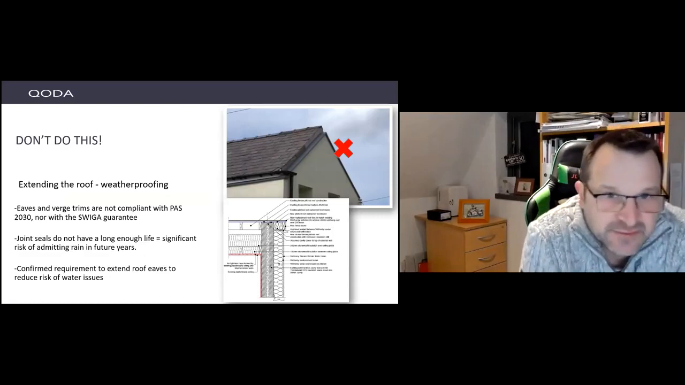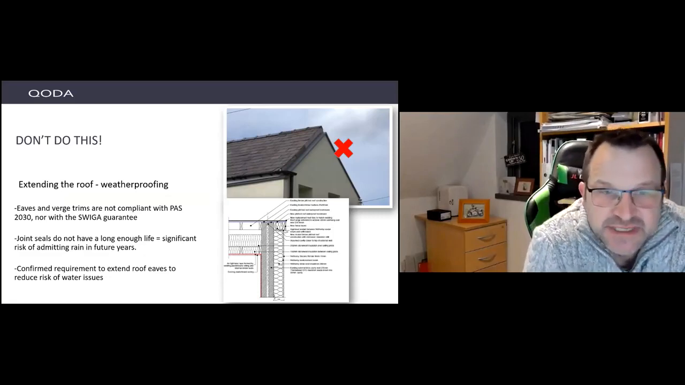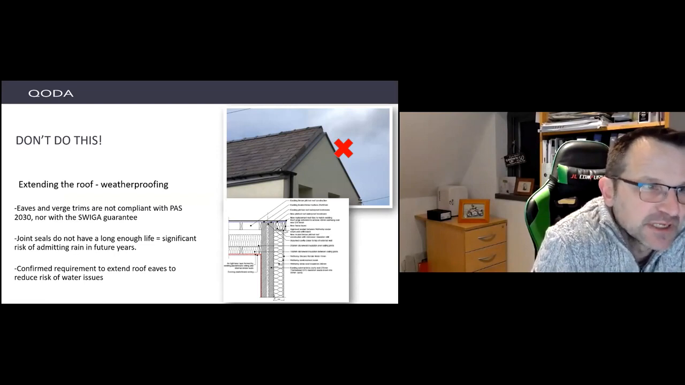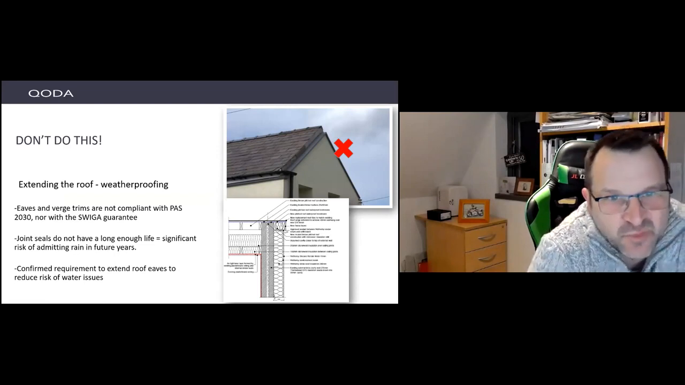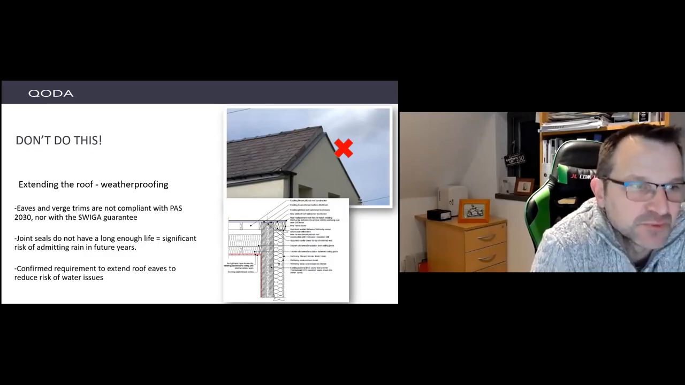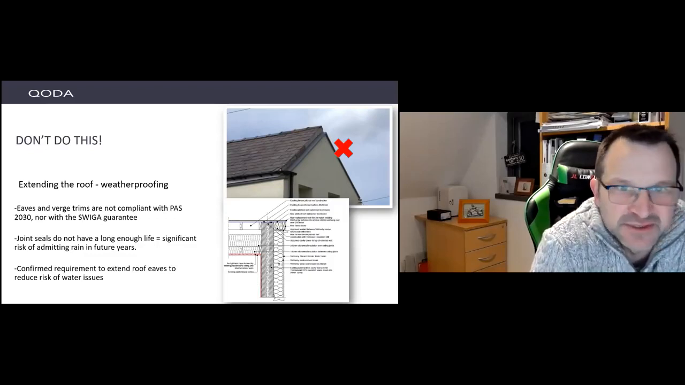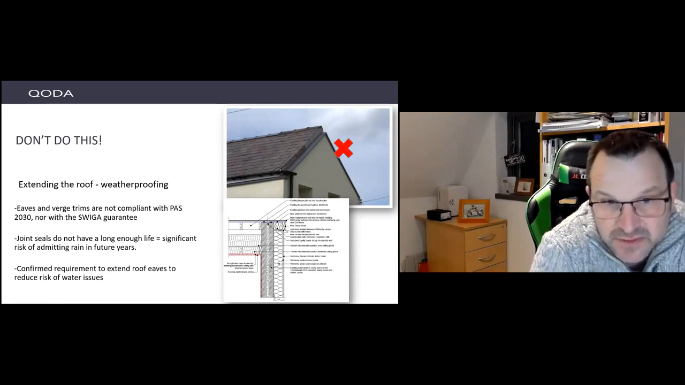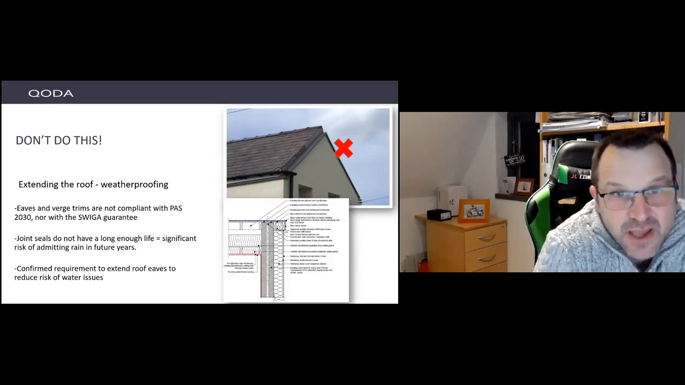And then to finish, a photograph of "don't do this." PAS 2035 wants you to make sure that you don't put in these sort of verge trims, etc., because they're not compliant with PAS 2030, nor will you get a SWIGA guarantee. And you should be extending the roof to suit. Certainly that's what we've been doing on the project in Tunbridge, extending the gable ends such that the roof actually oversails the EWI and gives you a long-lasting system.